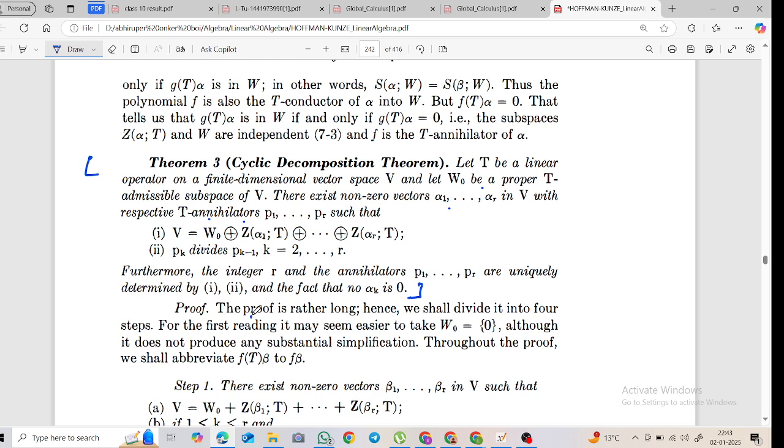Yeah, the proof is rather long. Hence, we shall divide it into 4 parts. At first reading it may seem easier to take W naught equals 0, although it does not produce any substantial simplification. Okay, we will skip the proof, but this is an extremely important statement.